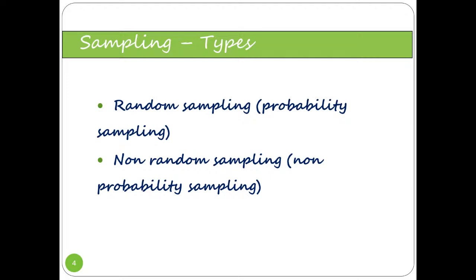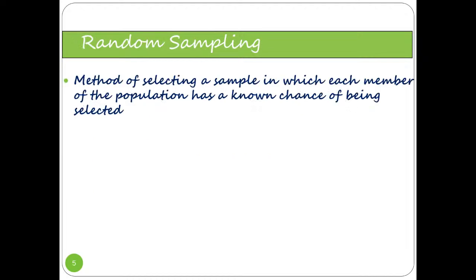So the types of sampling are random sampling and non-random sampling. We will start with random sampling. Random sampling is a method of selecting a sample in which each member of a population has a known chance of being selected. In the sense, there should be an equal representation of the population.